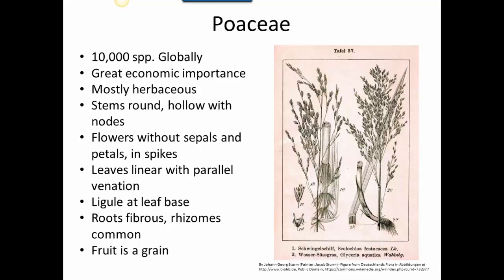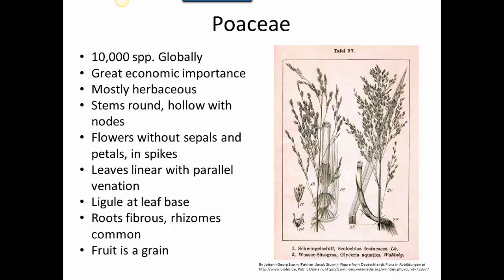Next, let's take a look at another large group of monocots, the grasses in the Poaceae family. So this family includes 10,000 species globally. These plants are of great economic importance because so many of them produce important agricultural commodities like corn and rice. Grasses are mostly herbaceous. One notable distinction would be bamboo.